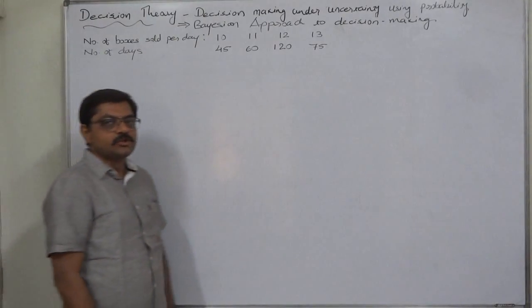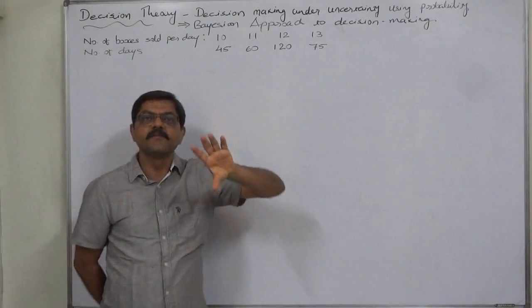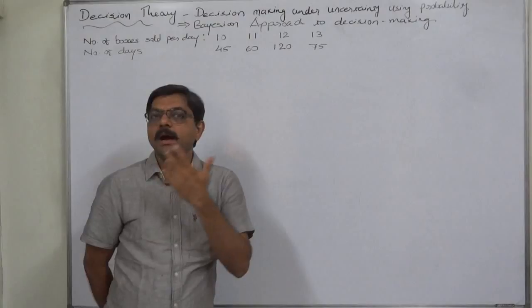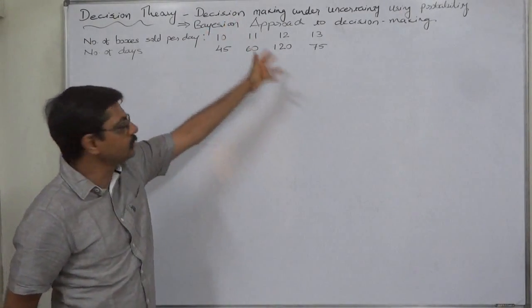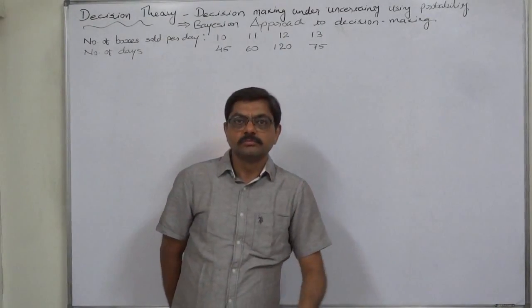What about the states of nature? These four things are the four different states of nature. Either the market demands 10 boxes, or the market demands 11 boxes, or 12 boxes, or 13 boxes tomorrow, or say today.